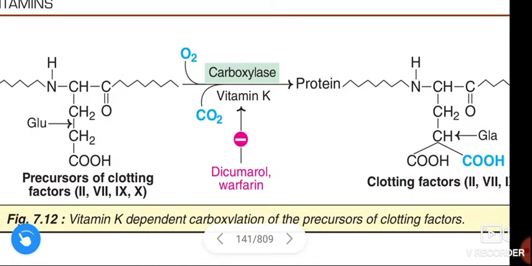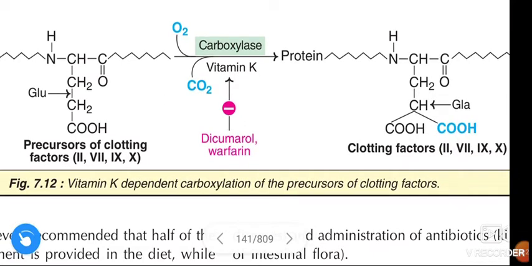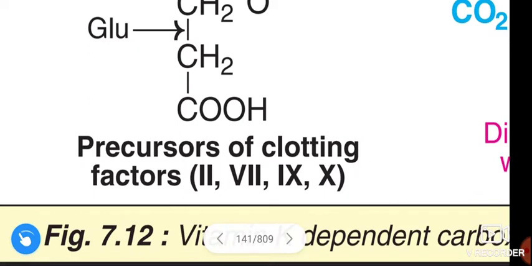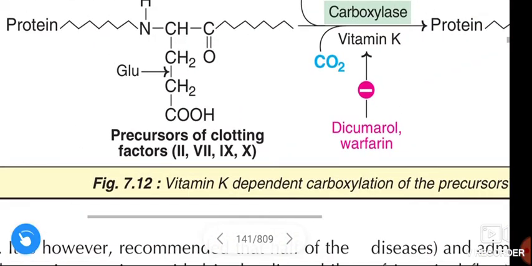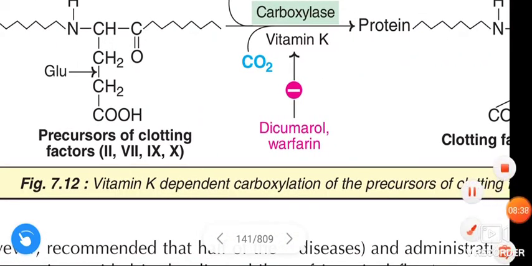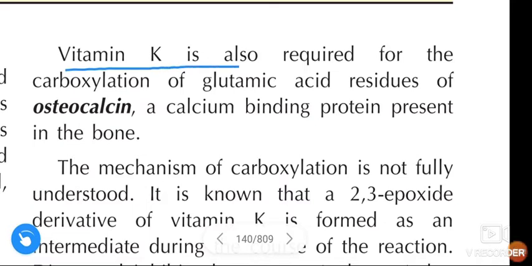This is about the post-translational modification of certain clotting factors such as clotting factors 2, 7, 9 and 10. Vitamin K is also required for the carboxylation of glutamic acid residues of osteocalcin, a calcium binding protein present in the bone.